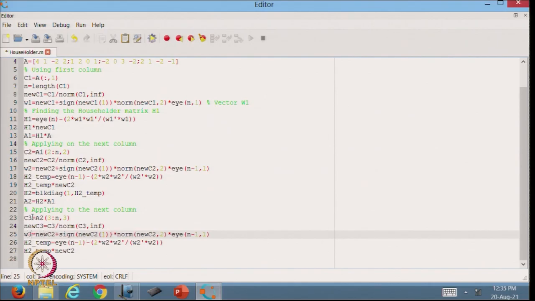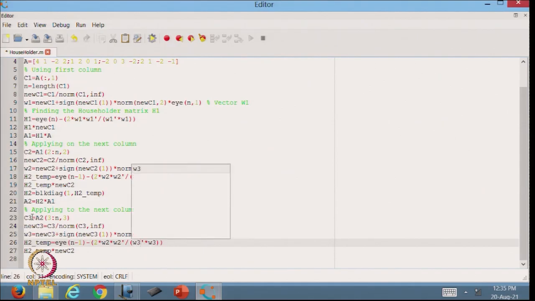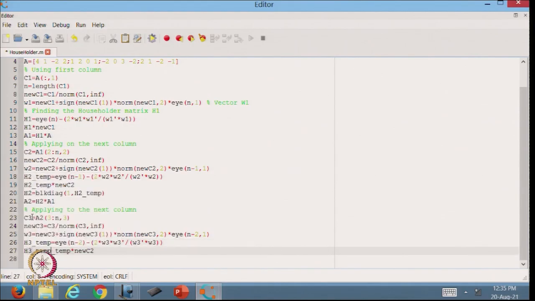Now, I will get W3. So, W3 is there. Now, I will take C3, sign of C3, norm of C3, and now it is a 2 cross 2 matrix. So, I will take here n minus 2, 1, and now from here I can start my Householder matrix. And this is n minus 2, and this I will take H3 temporary, and this is H3 temporary, and then I will take new C3. So, this I found from here. Now, I find the last matrix A3.